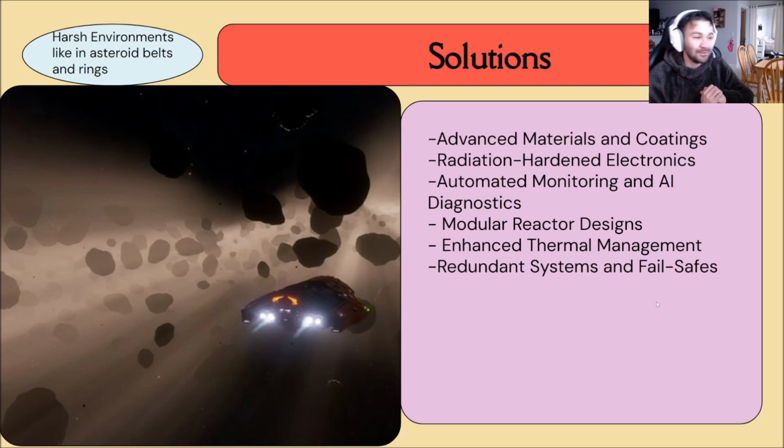Advanced material and coating: using radiation resistant, heat tolerant, and corrosion proof material to enhance durability for reactor components, as well as shielding it from outside radiation. Redundant system and fail-safe: implement backup systems, redundant electronics, and autonomous fail-safe mechanisms to ensure continuous operation in case of malfunctions. Automated monitoring and AI diagnostic, right? Like I said in the last slide, humans are unreliable. They take shortcuts, so having a computer do it might actually be better.